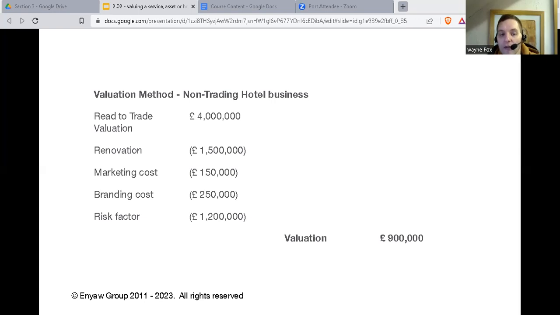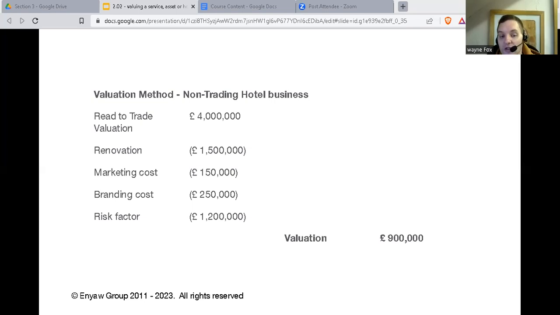For example, if to build the property from scratch, it would cost, say, £1 million. Assuming the building is already in a new standard and is ready to trade, no furniture or fit out needed, then the value would be £1 million. But in this example, it needed major renovation work as well. So the cost of that renovation work has to be subtracted from that £1 million figure.